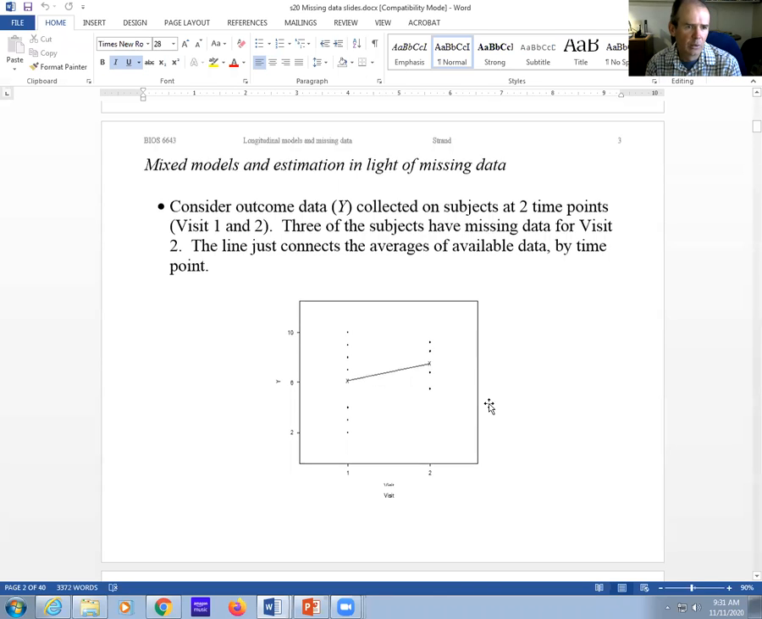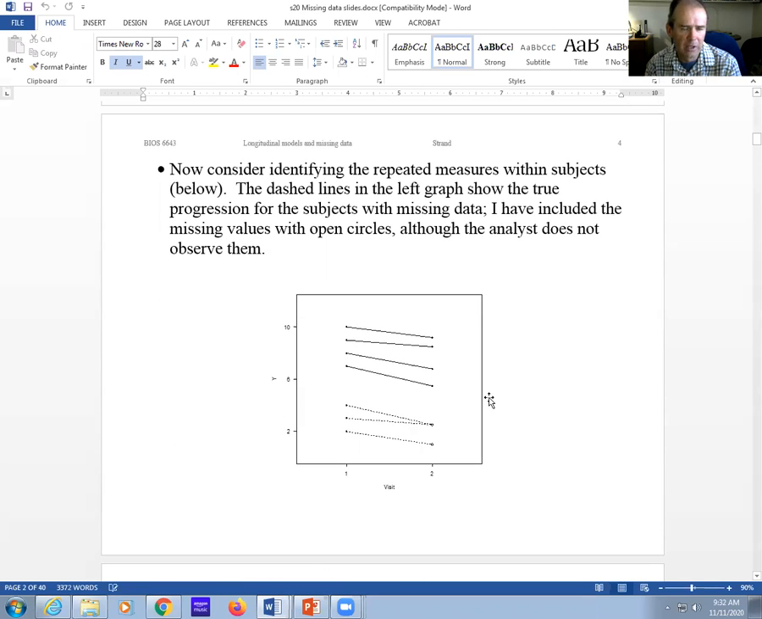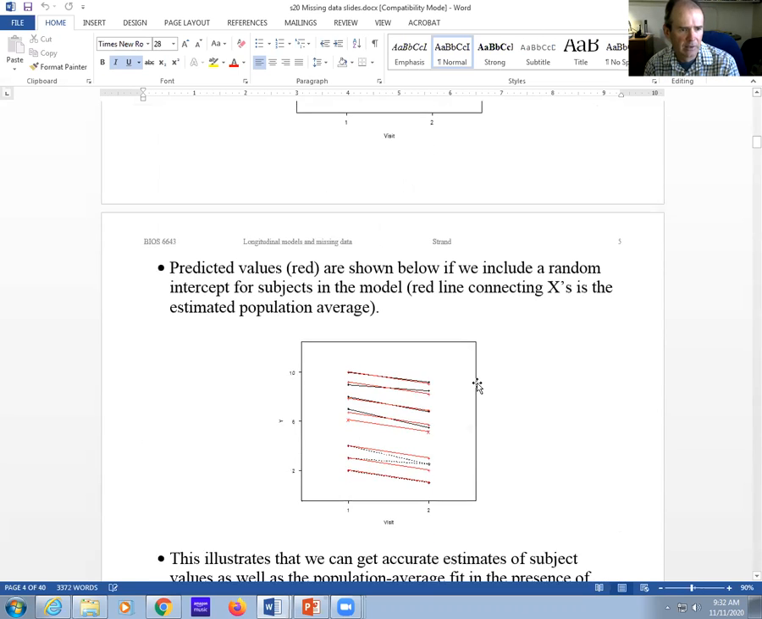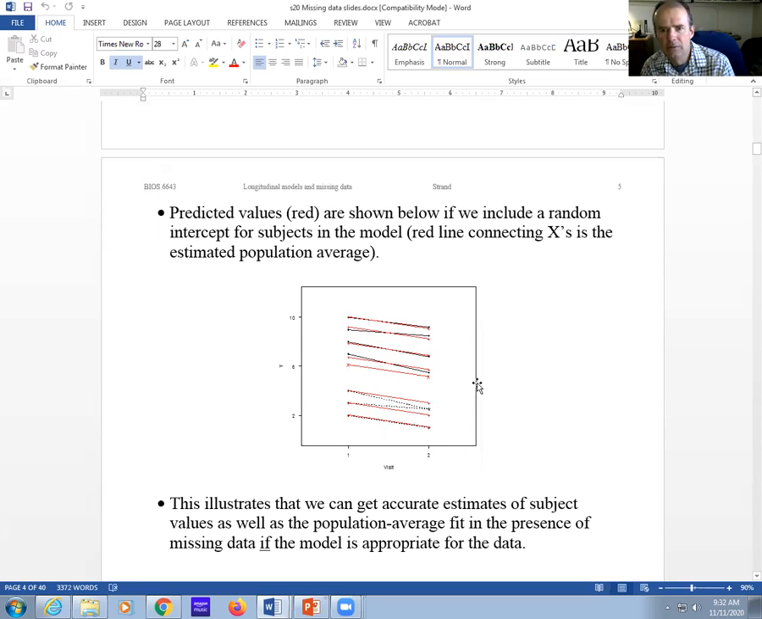But if we were to have more information about what actually happened, and now we see that it was the subjects that started lower that dropped out, by putting in a random intercept in your model, our predicted values are actually going to look as they should. Now, the researcher, if they didn't see the information on the 3 subjects that were lower, right? We have a perspective that they didn't have, and we can say, well, they guessed well.